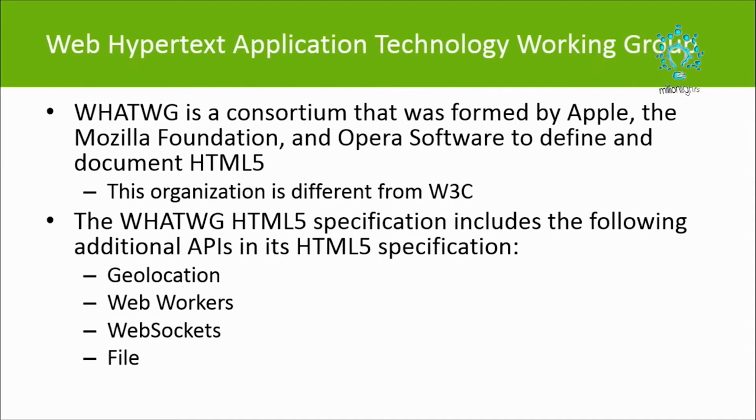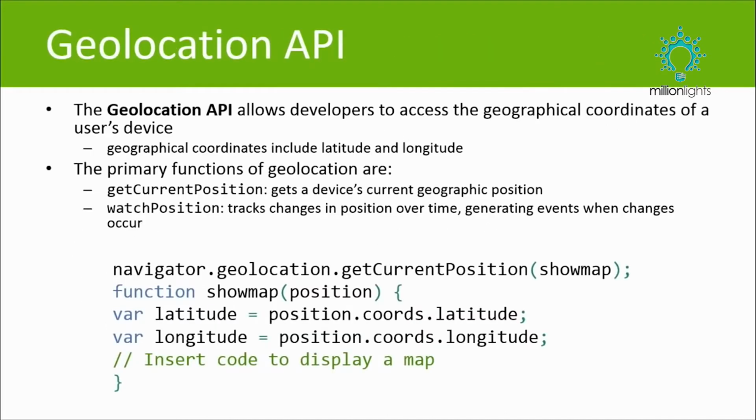The WHATWG HTML5 specification includes these 4 APIs that we're just about to talk about: geolocation, web workers, WebSockets, and then also file. So, all right, the geolocation API. You use this API and its source code to access geographical coordinates of a user's device. And when I say geographical coordinates, we're talking about latitude and longitude.